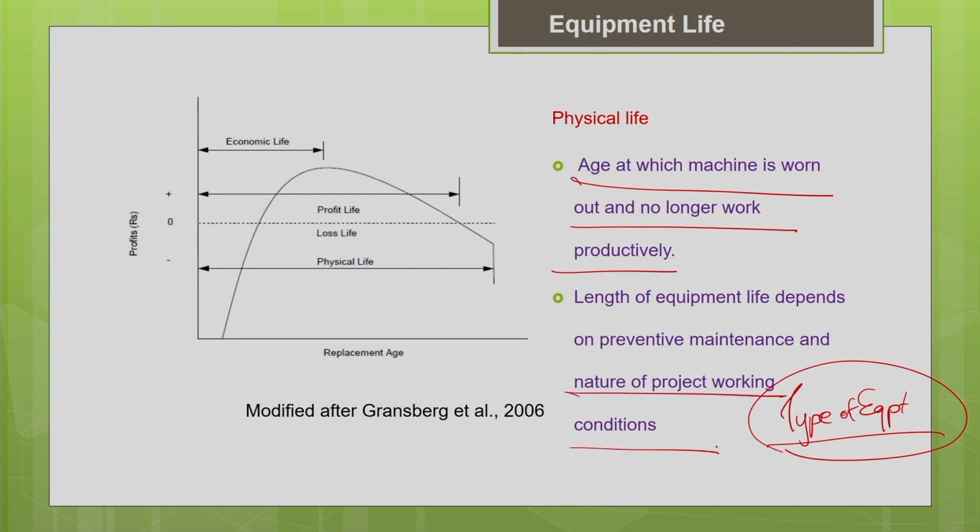We have discussed this example earlier. The same machine, an excavator, one working in a quarry handling short rock pieces, and the other just handling ordinary earth in a project site. Both will have a different physical life because the amount of wear and tear to which the two machines are subjected is totally different.